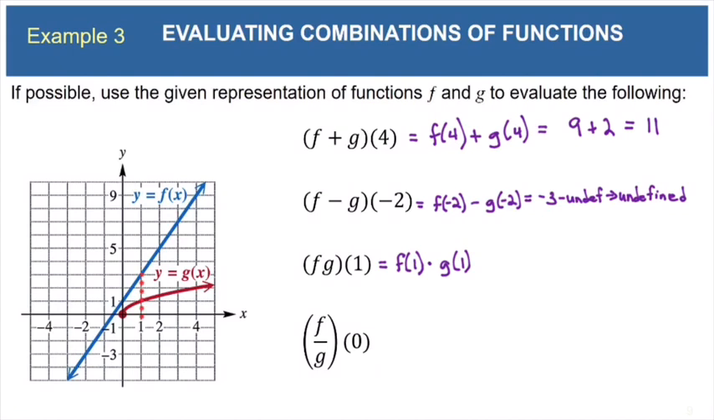When x equals 1, the f function equals 3. And when x equals 1, the g function equals 1. So f of 1 times g of 1 is going to be 3 times 1, which is 3.